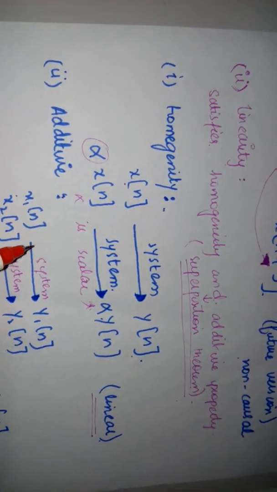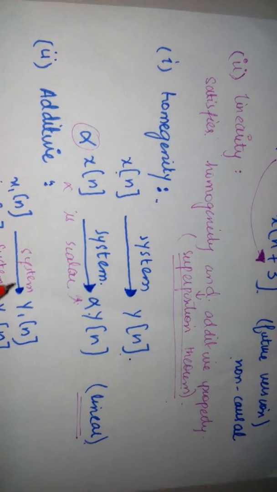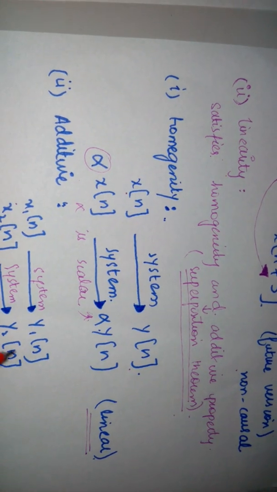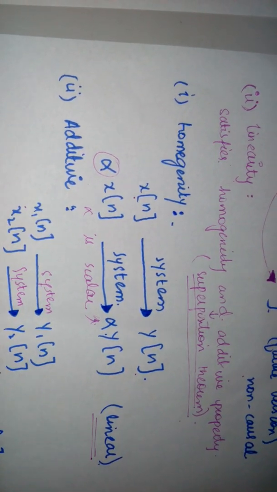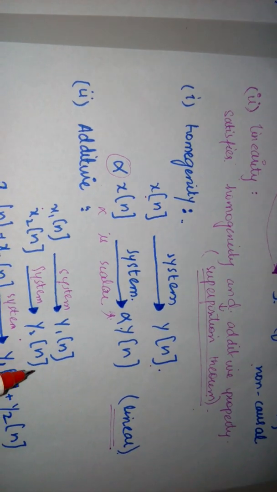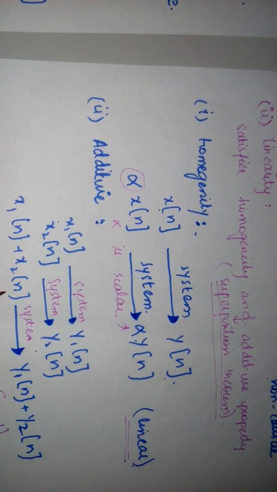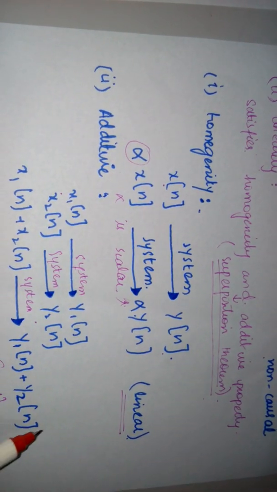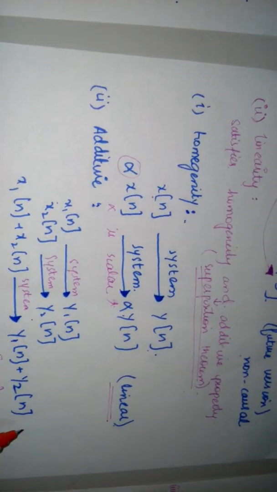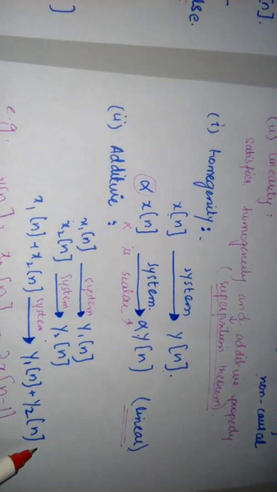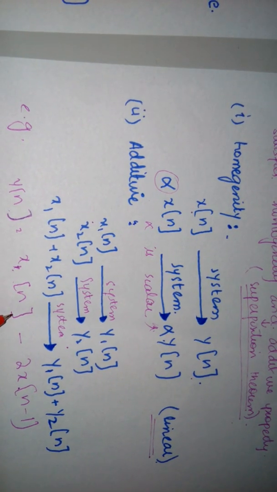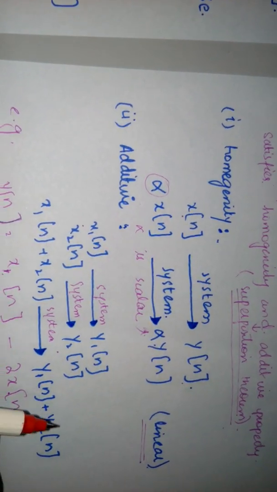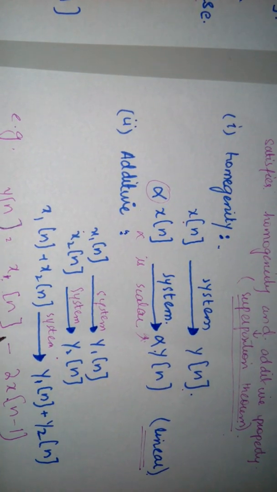Next is additive. If x1 of n is the input that passes through a system and gives y1 of n as output, and x2 of n is another input which passes through the system and gives y2 of n as output, then the addition of both inputs, when passed through the system, gives the output of the addition of both outputs. Then for example, if y of n is equal to x1 of n minus 2x of n minus 1, then in this example I have to show whether the system is linear or not.